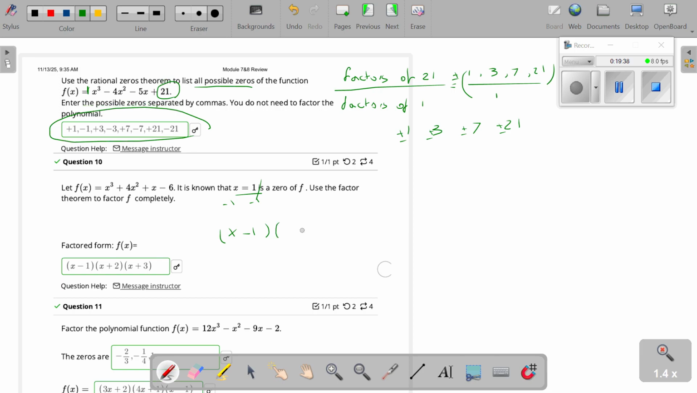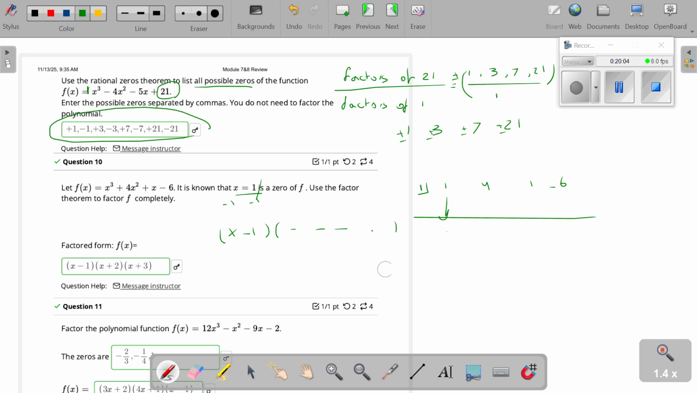Now I need to find the other factors of the function. I already found one. How do I find the other one? This is what you're going to do. You can use synthetic division here. Put the 1 here and list the coefficients of the function here: 1, 4, 1, and -6, and then divide that by x minus 1, basically.